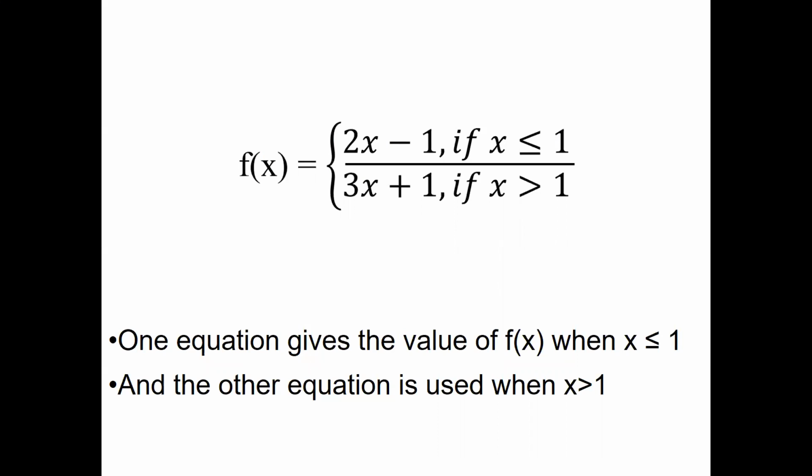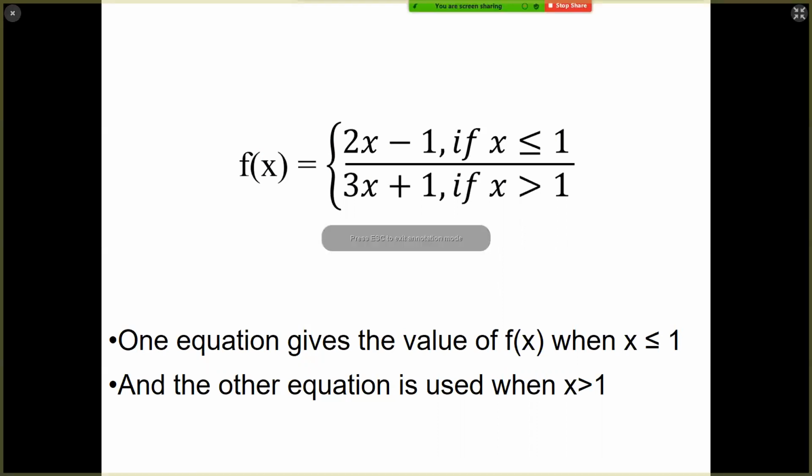So f of x, you're used to, same thing as y. And then here we're given an equation, 2x minus 1. We're only going to use that equation if the x value we're given is less than or equal to 1. The other one, 3x plus 1, we're going to use if we're given an x value that's greater than 1.